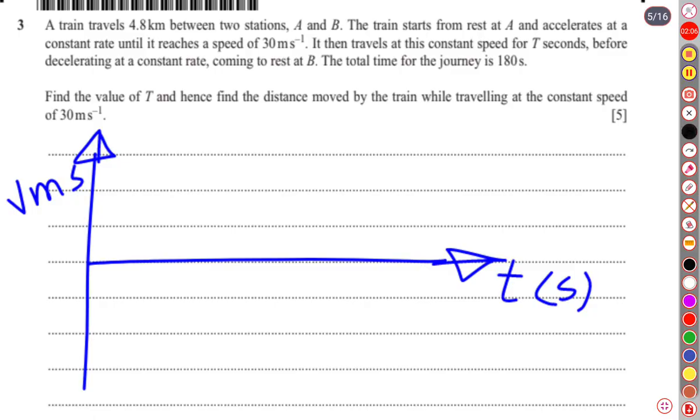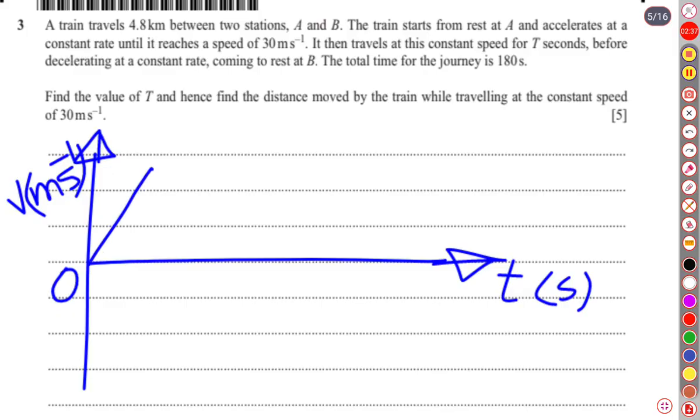Let me write this s over here. Then it started from the first station, means A, from rest. And there are three phases. In the first phase, the acceleration was constant. So this is the acceleration for the first phase.